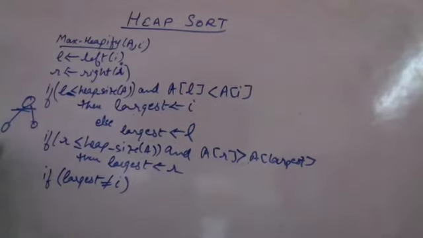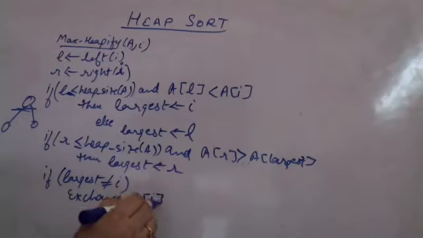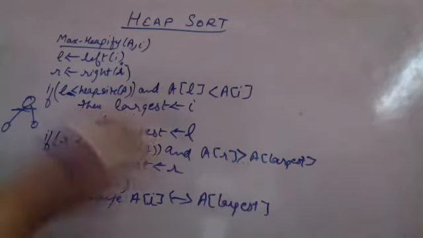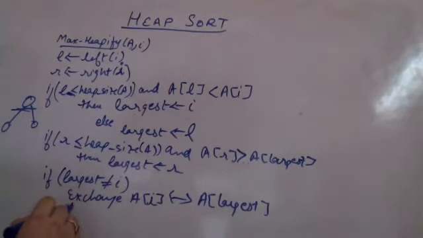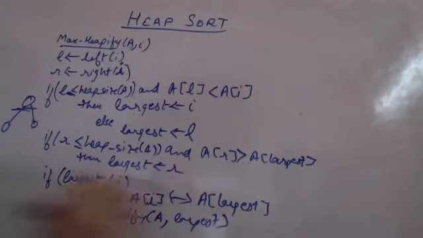Then what should I do? I should exchange the parent with the largest. So exchange A of I with A of largest, and again call max heapify on the list A. Now I am checking with the largest element as the node, for which I have to call heapify.